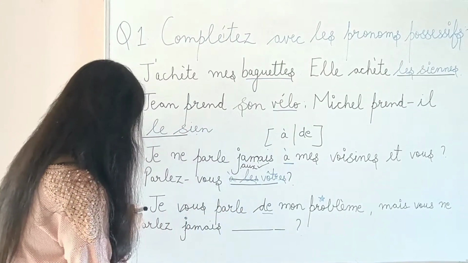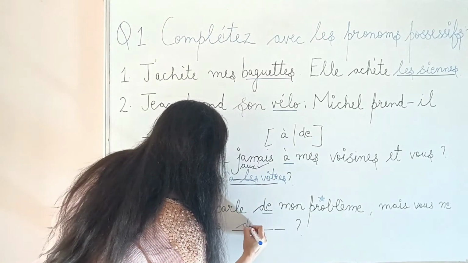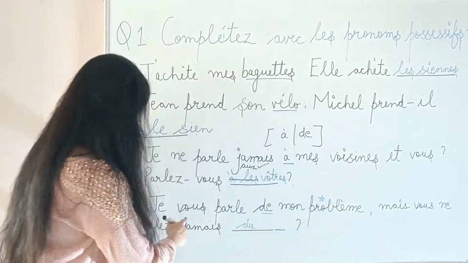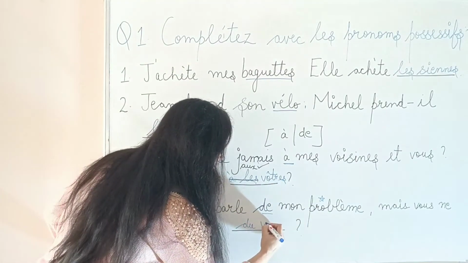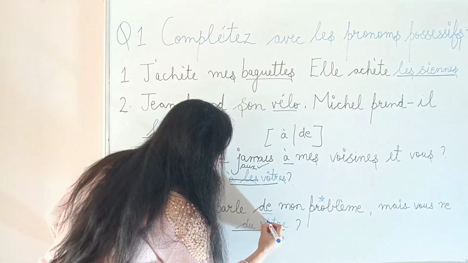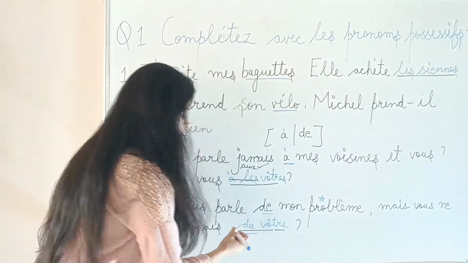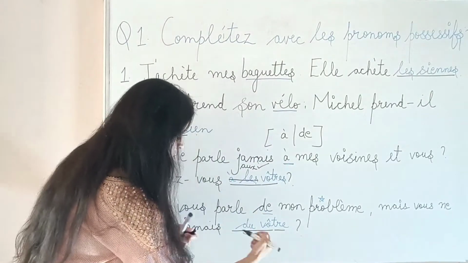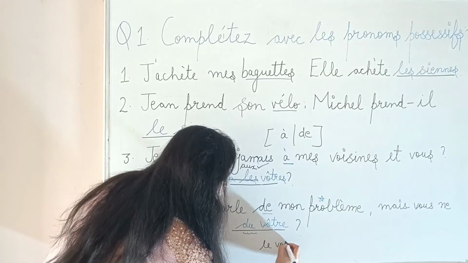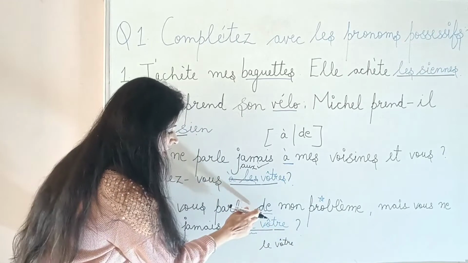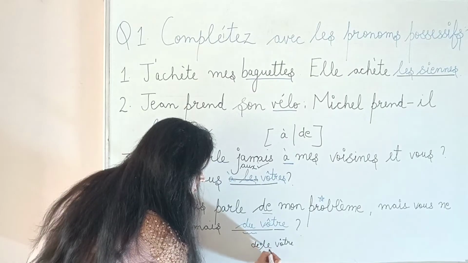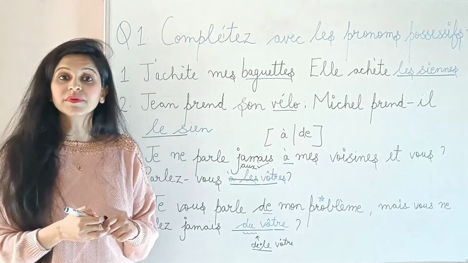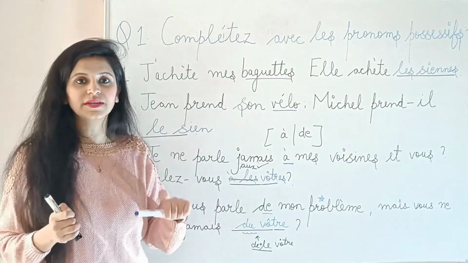Excellent. Vous ne parlez jamais du vôtre. I always talk to you about my problem, but you never speak about yours. Du vôtre. Du vôtre. From where is this du coming? If you don't remember this rule, you're going to write it like this: de le vôtre. Okay, but you need to remember that de is there. So this de plus le will become du. It will become du. You cannot write it separately.